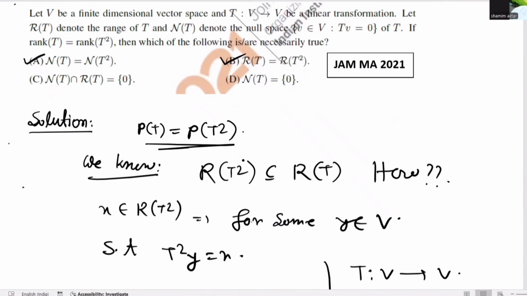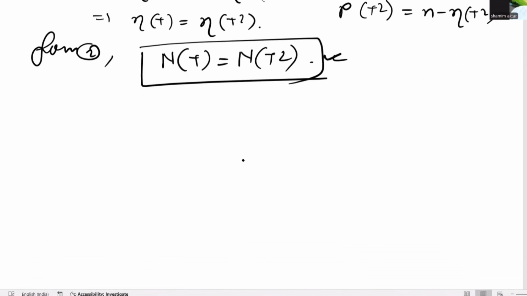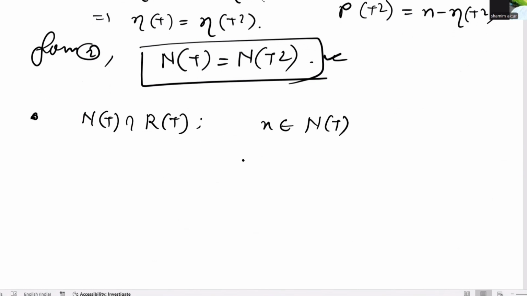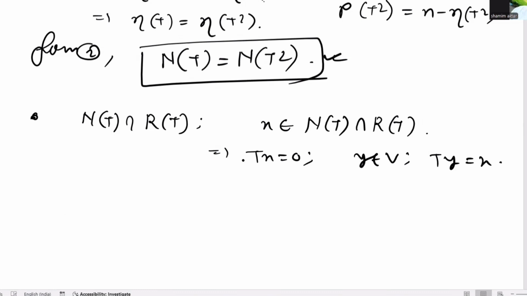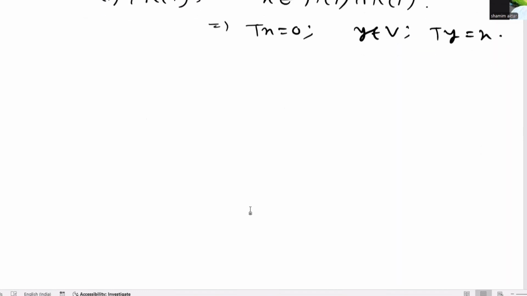Now check option C: the null space of T intersection the range space of T. Any x belongs to the null space of T intersection the range space of T. So we have Tx equals 0, and for some y belonging to V, T of y equals x, because x is a common element of both.